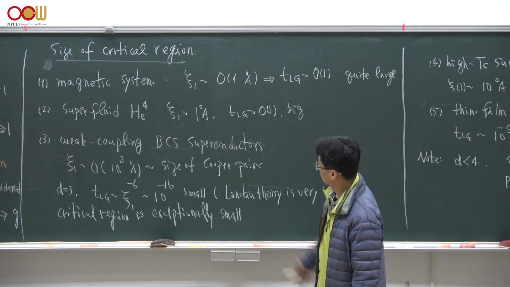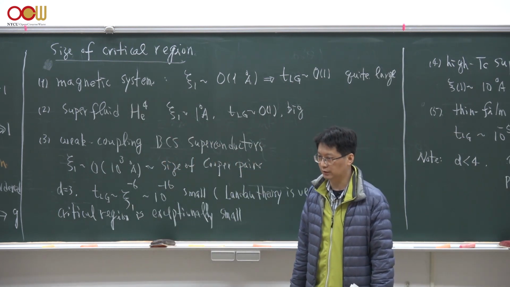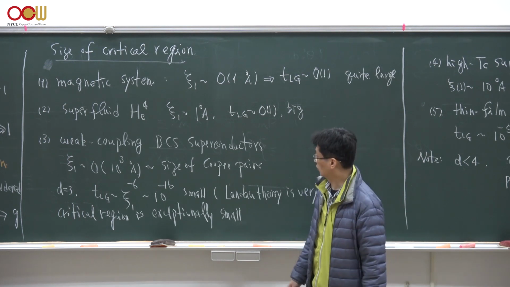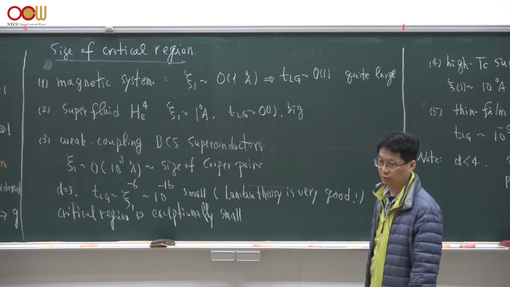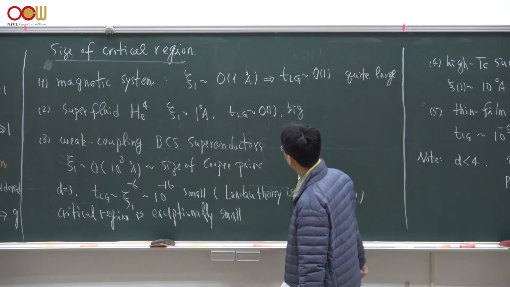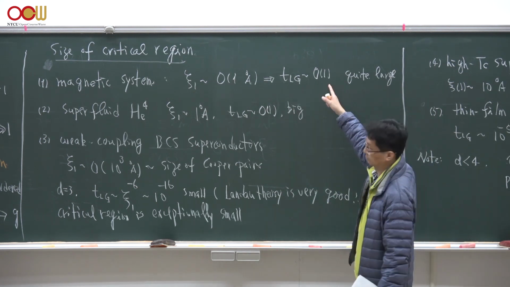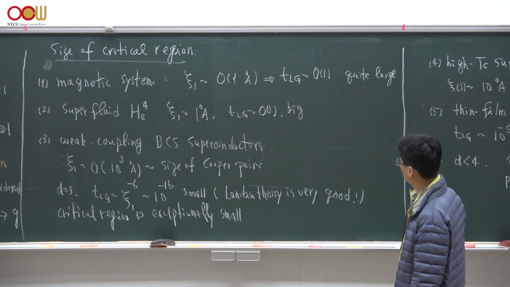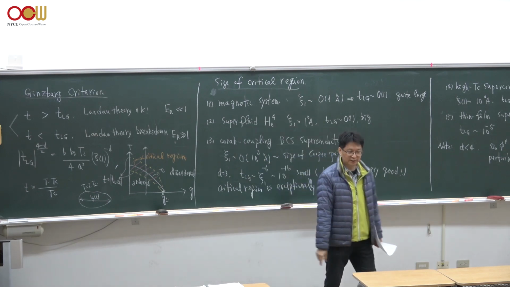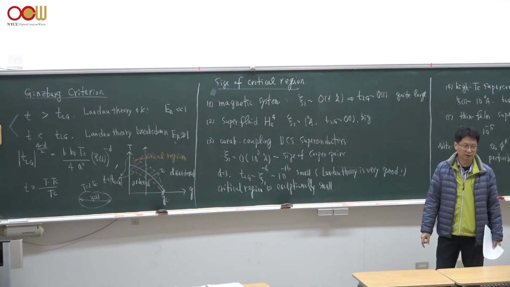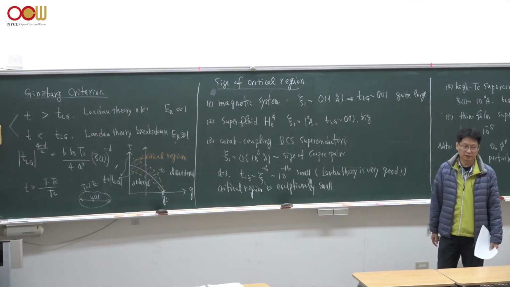For example, in the magnetic materials, where we have a magnetic ordered and disordered phase below and above the transition temperature, in such a case this ξ1 is of the order of an angstrom. So it's really small in size, and translating into t_LG it is about order 1, which is really, really large. Which means that this critical region is really, really large, and it is easy to make this Landau theory break down. So the fluctuation effects are very, very easily seen.